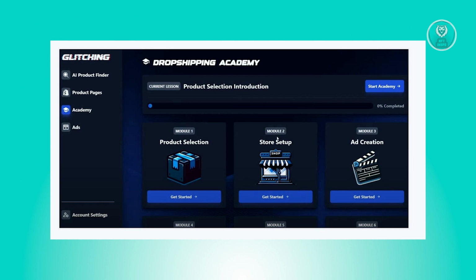You might be wondering if the platform is free. Currently, Glitching AI is not free, so you need to pay for the services to access these features that we've just shown you. But that's about it.